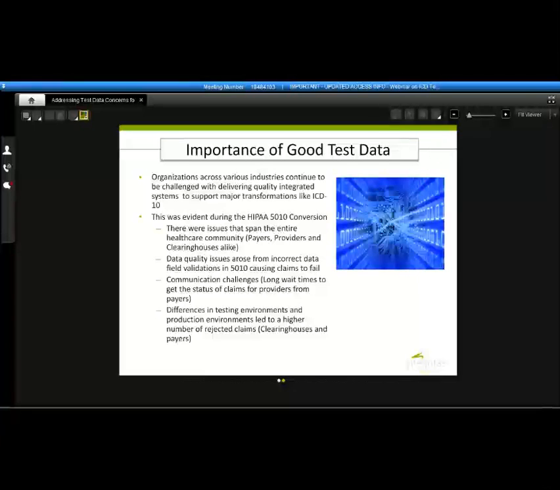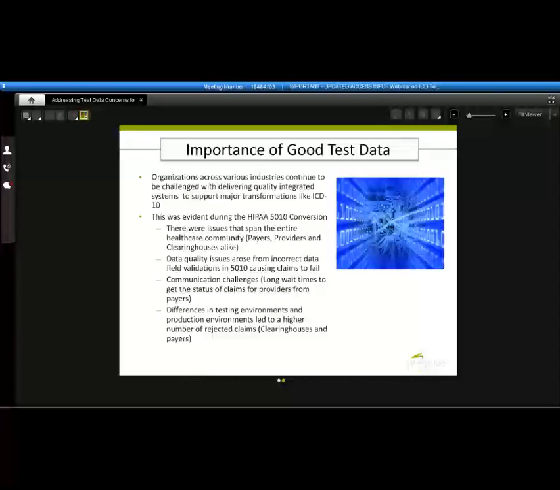The other thing that was noted was there were significant communication challenges. You've got payers who are potentially getting bombarded with calls from providers trying to find out the status of claims, and it would take days to even get a response on the claim status. And so, of course, that ultimately has an impact on the revenue cycle for everybody involved.